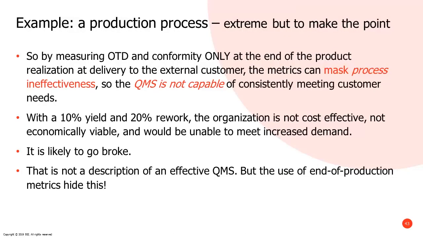So it can mask process ineffectiveness. The QMS is not capable. And I mentioned earlier on APQP. A lot of organizations, primes, are looking at APQP and PPAP. That's about process capability and QMS capability. So if you're not implementing the process approach correctly, you're certainly not going to be able to meet those customer expectations for capability. So that business that we just cited is liable to go broke.